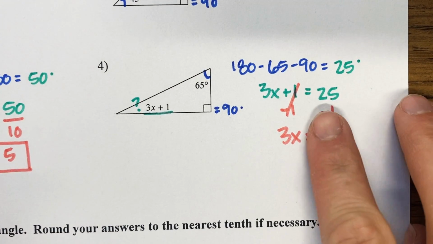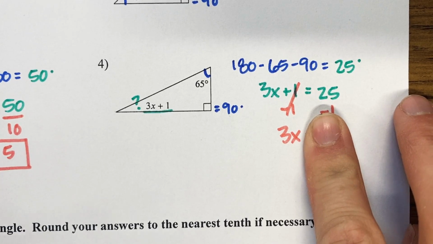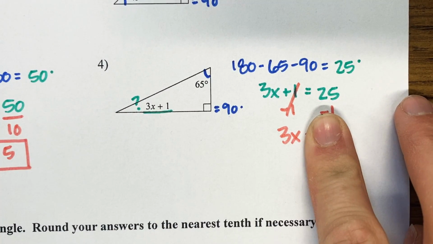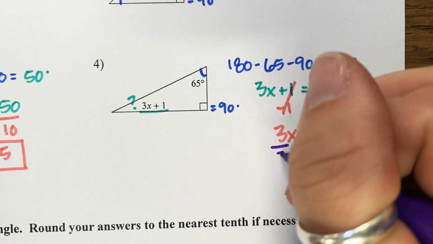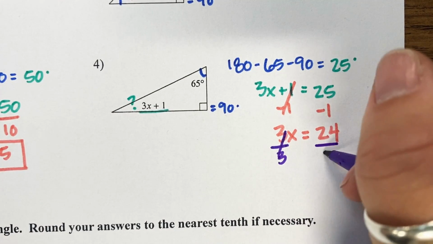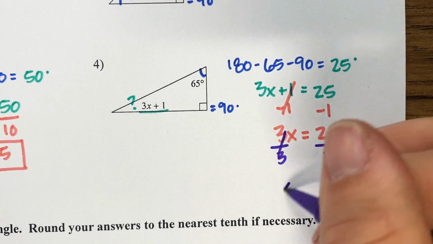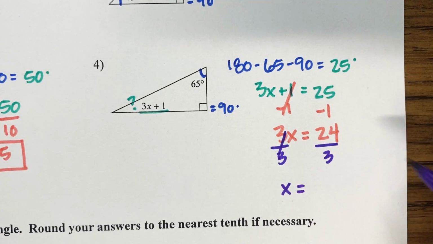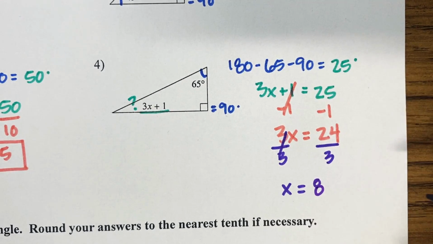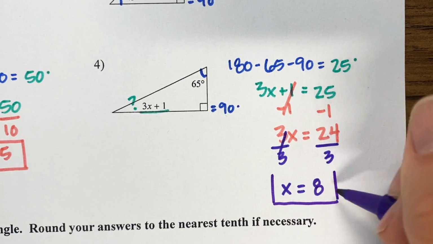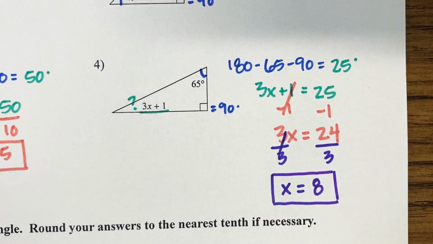My very last step to get x by itself is to do the opposite of times by 3. Well, what is the opposite of times by 3? You're going to divide by 3. That gets rid of it on that side, so x is all that's left over. 24 divided by 3, I'm going to double check this in my calculator, is 8. So we found that our x equals 8.